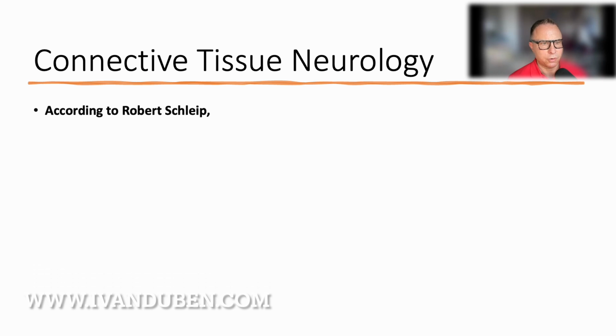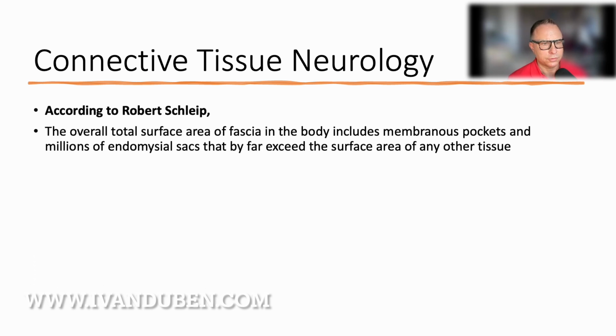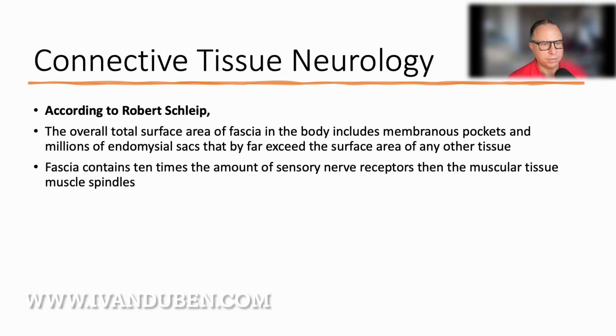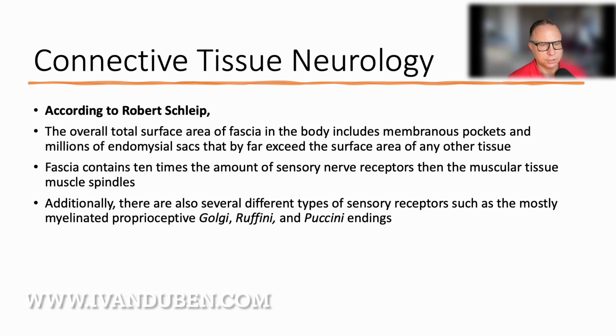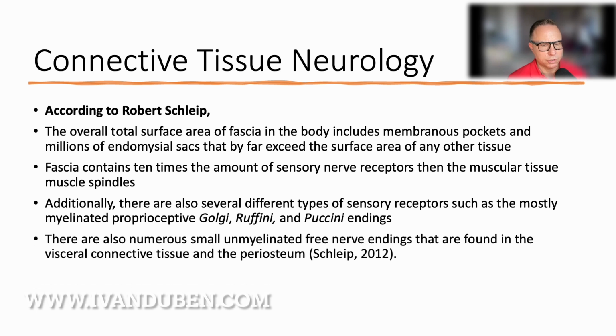Connective tissue neurology: according to Robert Schleip, the overall total surface of fascia in the body includes membranous pockets and millions of endomysial sacs that by far exceed the surface area of any other tissue. Fascia contains 10 times the amount of sensory nerve receptors than the muscular tissue muscle spindles. Additionally, there are also several different types of sensory receptors, such as the mostly myelinated proprioceptive, Golgi, Ruffini, and Pacini endings. There are also numerous small unmyelinated free nerve endings that are found in the visceral connective tissue and the periosteum.